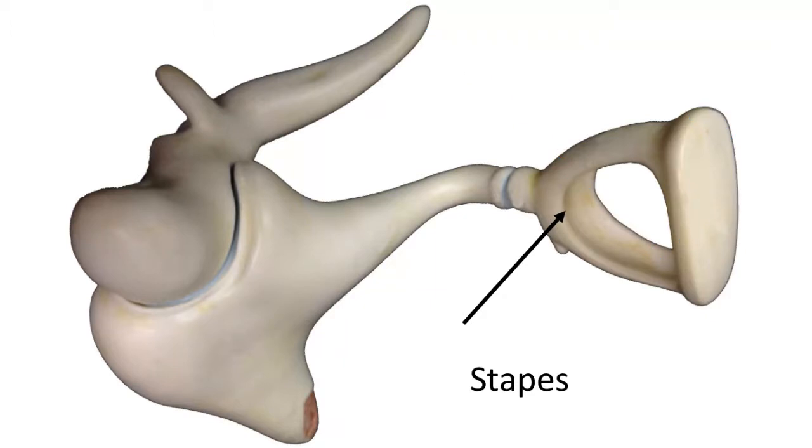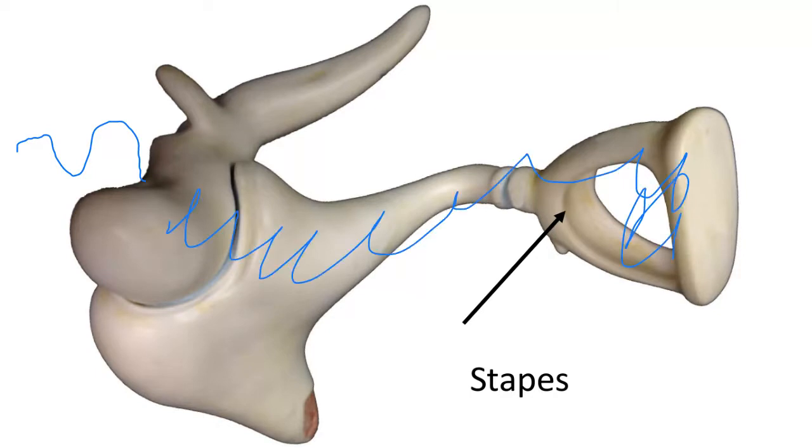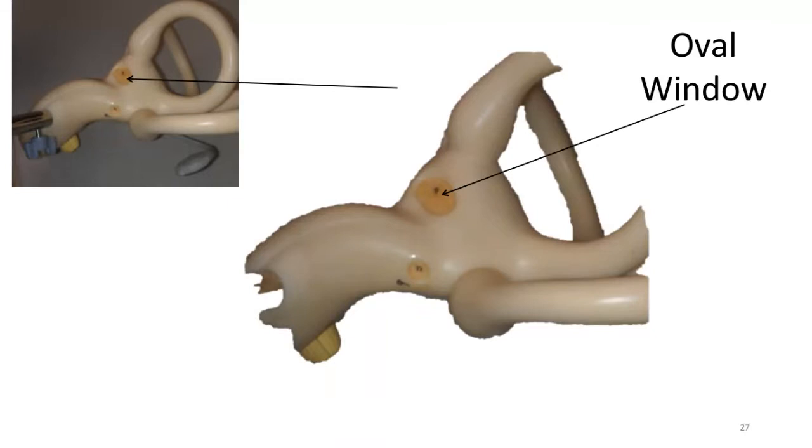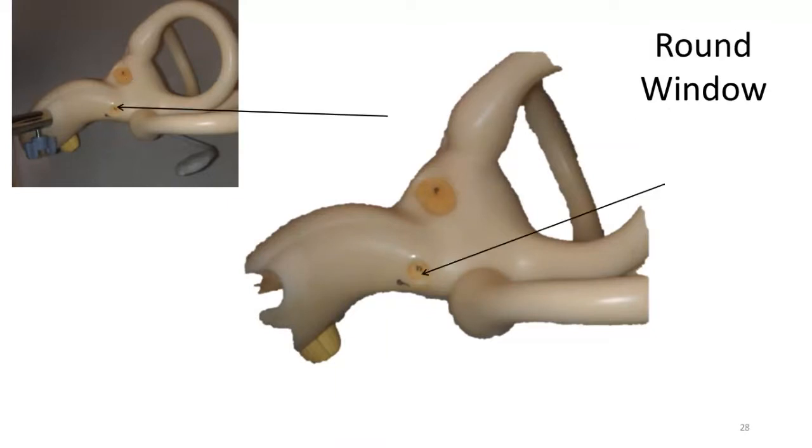When the sound waves come and hit this complex, all this starts to shake and vibrate. This foot plate vibrates against the oval window and creates fluid waves inside on the other side. We'll get into that, but I just want you to know that the stapes sits right on the oval window. And then right below it is the round window, and that literally is round. We'll talk about the significance of all that in class.